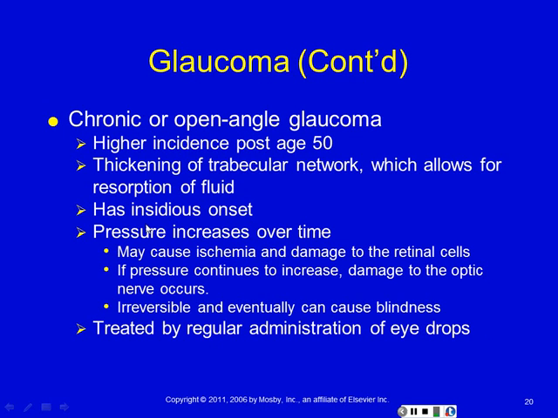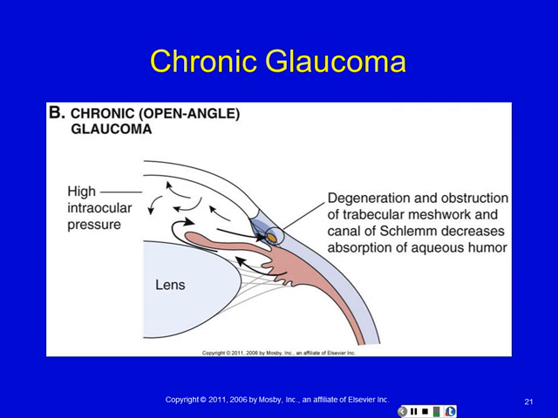This one is particularly dangerous because it's a slow, steady increase over time, so it may not cause many symptoms, but eventually you get ischemia and damage to the retina. Eventually the optic nerve can be affected as the vitreous humor is literally pushed towards the back of the eye. The optic nerve gets pushed out of the eye and starts to get impinged. So it's irreversible, and eventually this can cause blindness. So it's one of those things where patients may be treated with eye drops for long periods of time to try to prevent that from occurring.